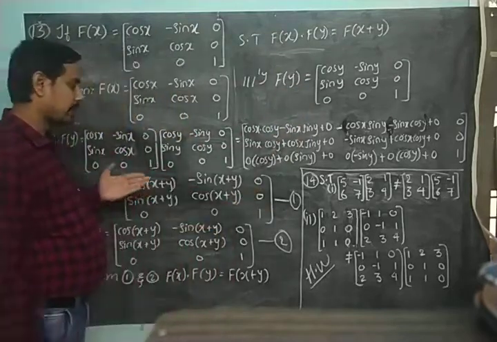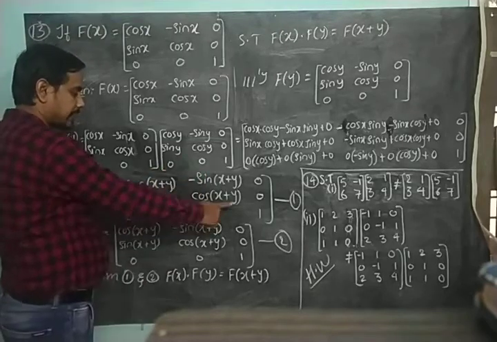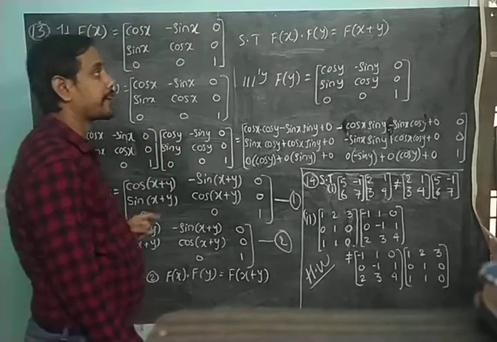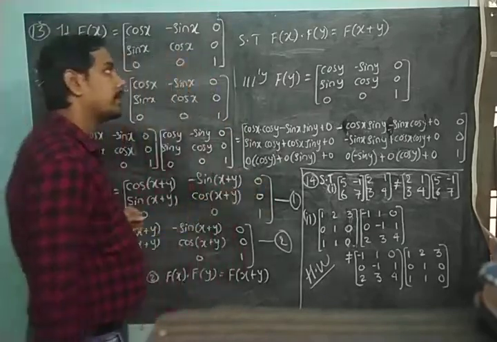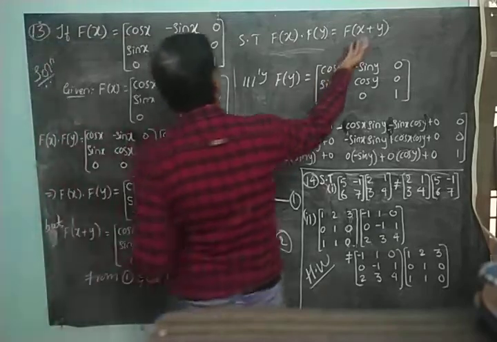Cos of x plus y, minus sin of x plus y, 0; sin of x plus y, cos of x plus y, 0; 0, 0 and 1. This is the product of f of x into f of y. Now what is the RHS? F of x plus y.